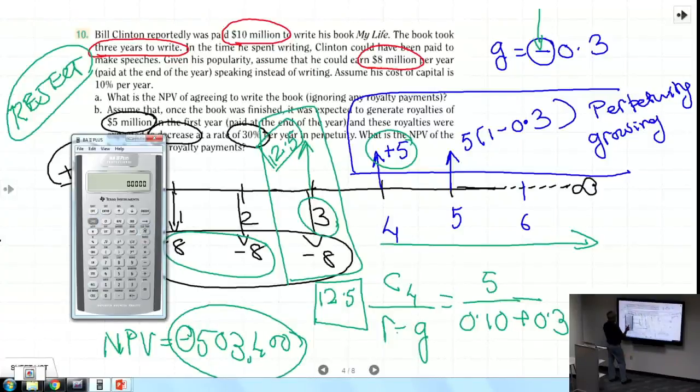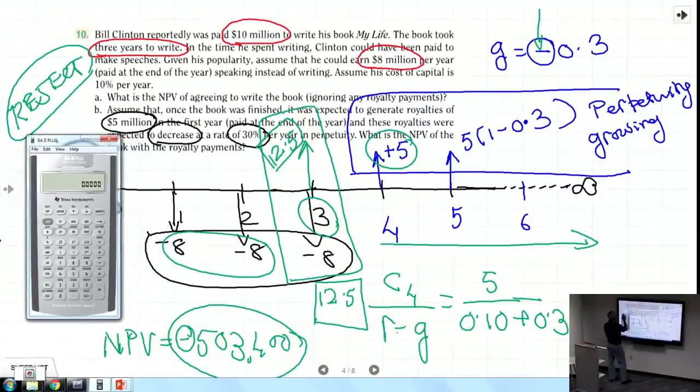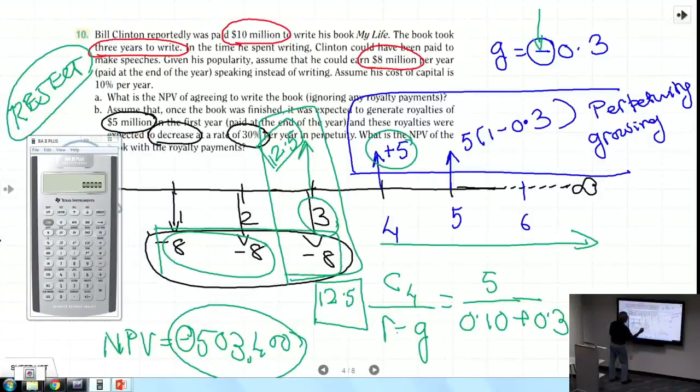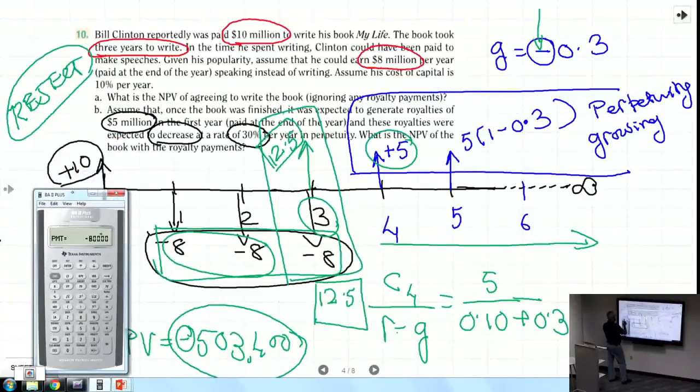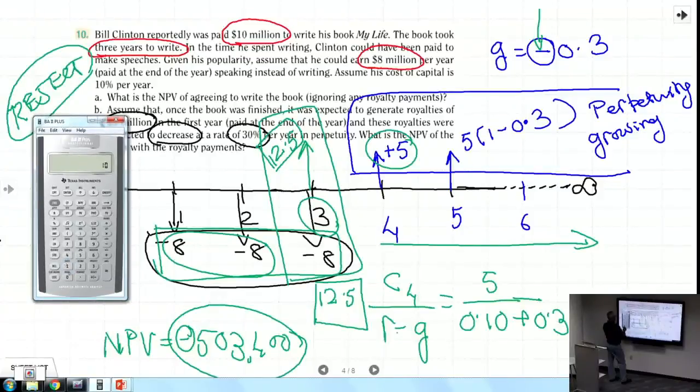Do a second clear TVM. So for part A, these $8 million cash flows represent an annuity. So those 8 are payment. 8, negative, payment. Present value is 10. Present value is 10. 3 is N. N is 3.